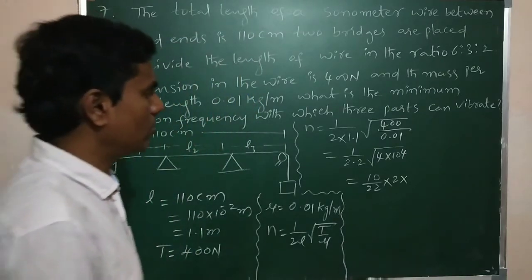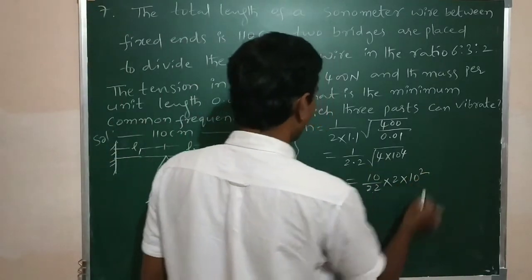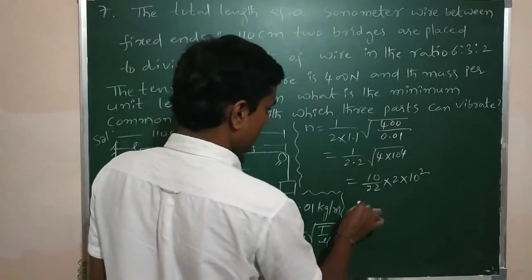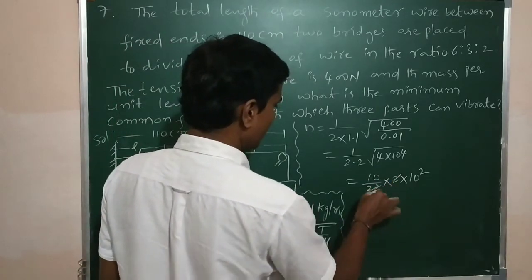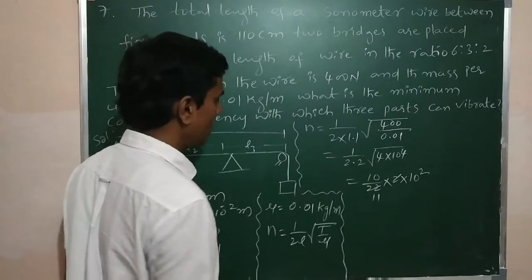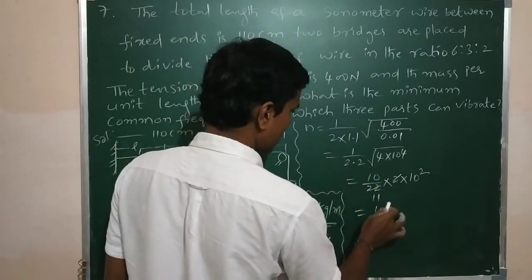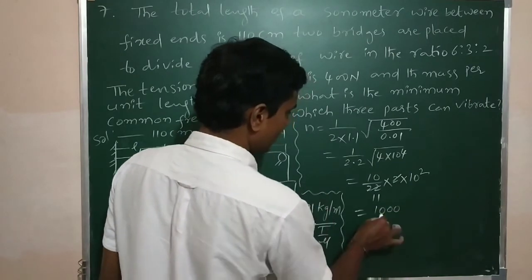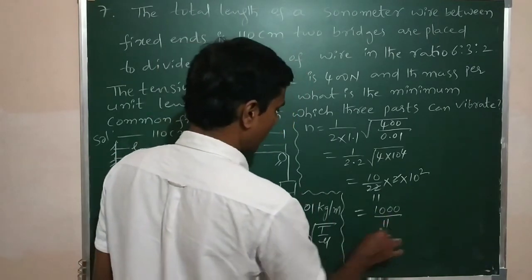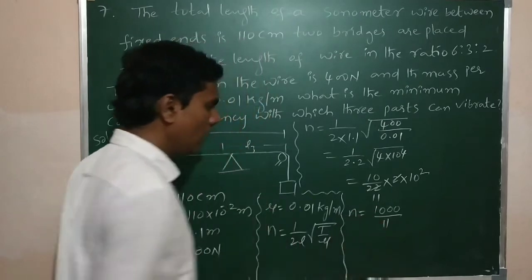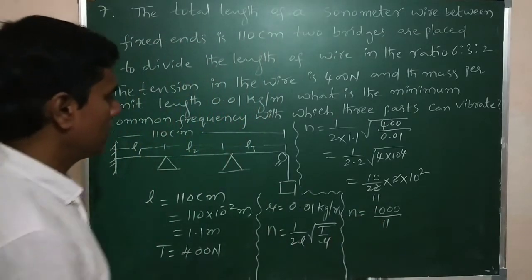Coming outside from the root, 10 square. We can write here 3 zeros, and 2 elevens here, and 1000 by 11. This is the fundamental frequency, and it is equal to 1000 by 11.